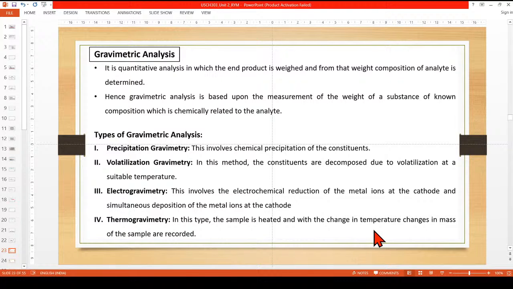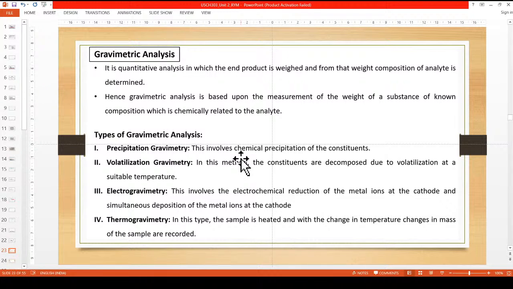Then we started gravimetric analysis in the last lecture. The basic concept of gravimetric analysis is that it is a quantitative method, that is, we are determining the amount of substance by the weight difference method. Before analysis, how much amount we have taken, and after analysis, how much amount we got as precipitate or anything else, that we estimate and the amount is determined. So it is the gravimetric method of analysis. The regular method that you use in the lab is precipitation gravimetry.